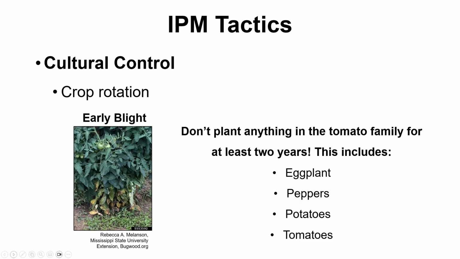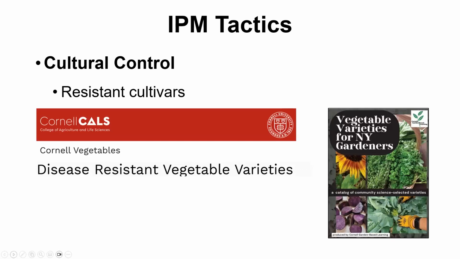Thank you. No problem. All right, another thing that you can use for cultural control is resistant cultivars. So we're really fortunate, I work for Cornell, and they are here in the state of New York. And so they have this really great list of disease-resistant vegetable varieties of every single kind of vegetable. So if you have a problem with early blight on your tomatoes, you can go and look at all the different varieties that are resistant to early blight. That might be a lot because it lists hundreds and hundreds of varieties, but this here is put out by Cornell Garden-Based Learning. It's called the Vegetable Varieties for New York Gardeners.